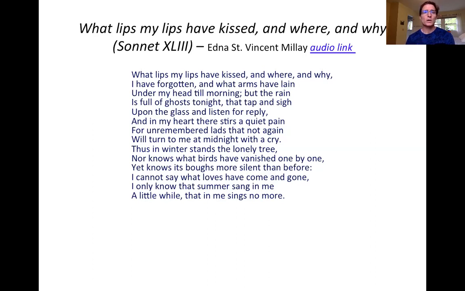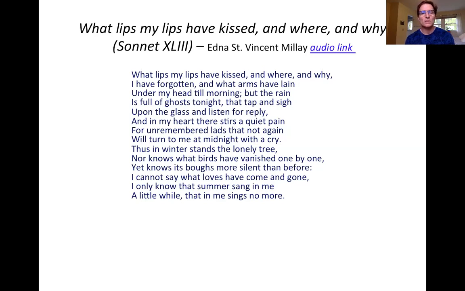But I'll read this right now, and this is by a very underappreciated 20th century poet, Edna St. Vincent Millay. What lips my lips have kissed, and where and why, I have forgotten, and what arms have lain under my head till morning. But the rain is full of ghosts tonight that tap and sigh upon the glass and listen for reply. And in my heart there stirs a quiet pain for unremembered lads that not again will turn to me at midnight with a cry.